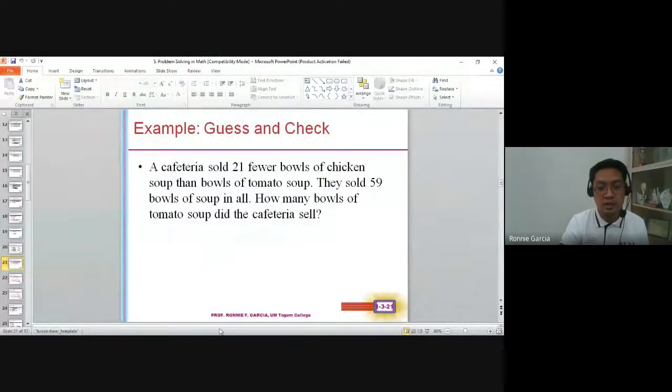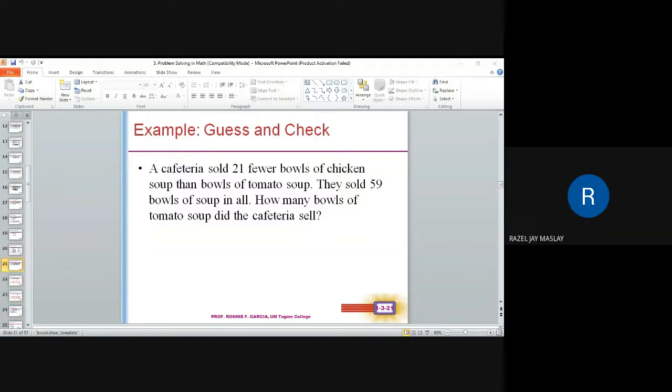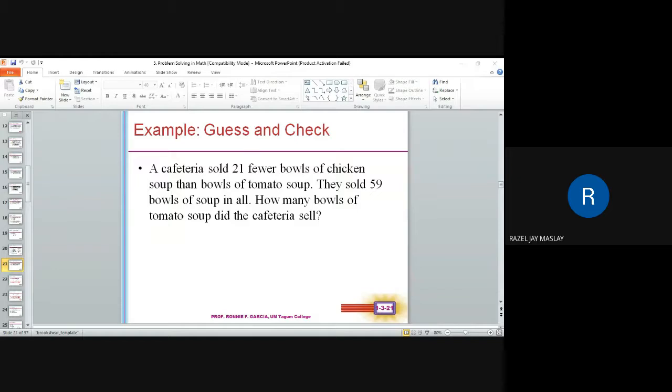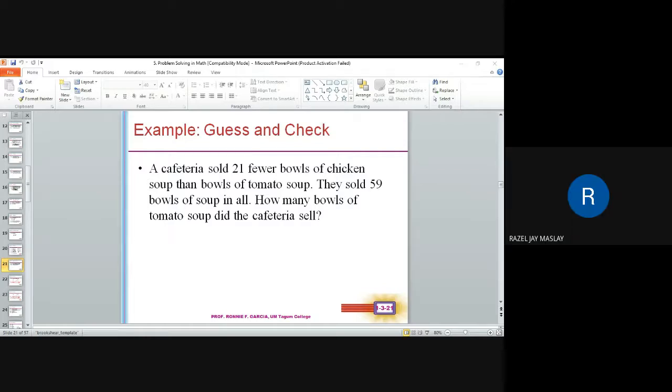Ani, this is also a problem that we have encountered in algebra. Kindly read the problem. So, Maslay. Sir, a cafeteria sold 21 fewer bowls of chicken soup than bowls of tomato soup. They sold 59 bowls of soup in all. How many bowls of tomato soup did the cafeteria sell? Thank you so much, Mr. Maslay.